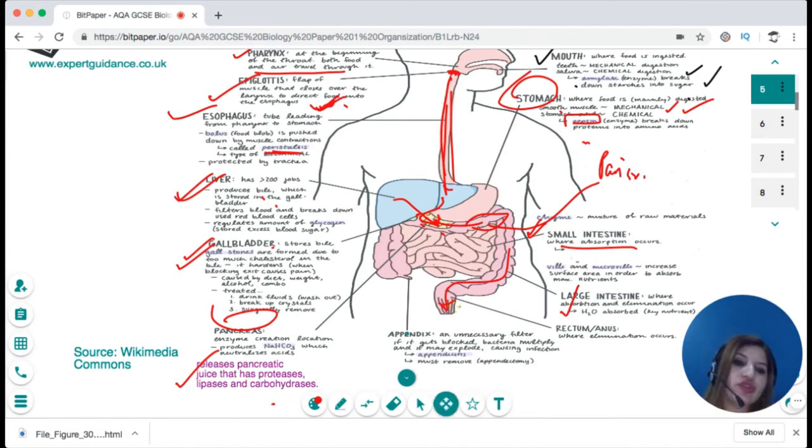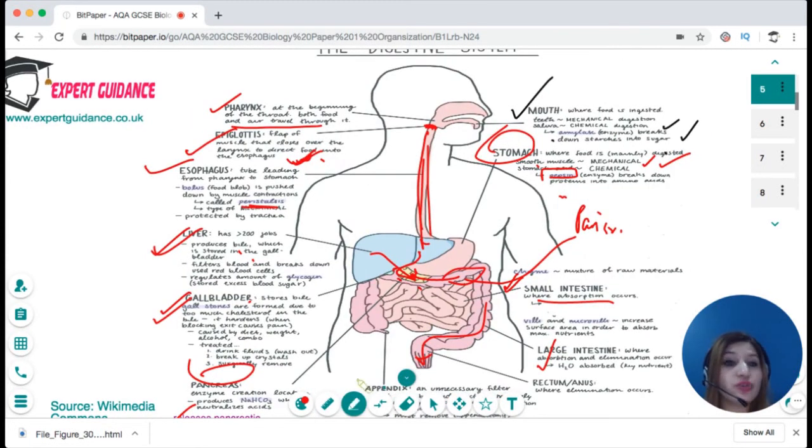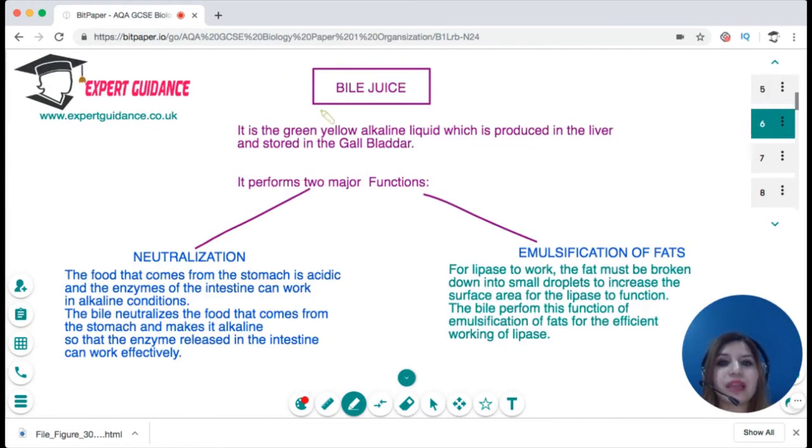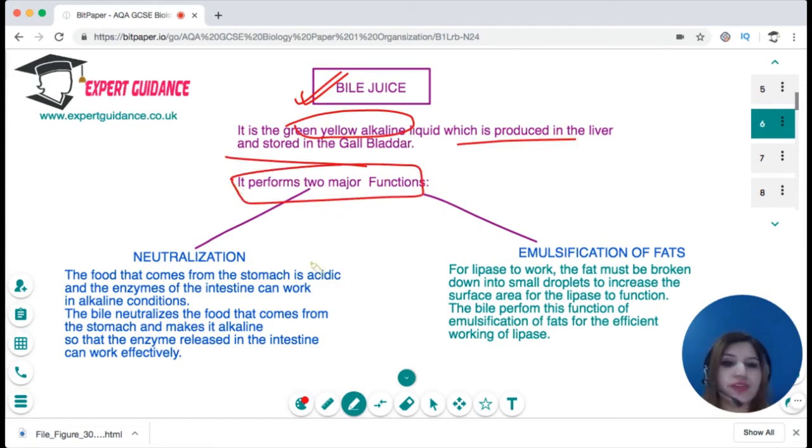So you should know all the digestive organs. You should be able to label them in the exam, and you should know the function of each of the parts. Okay. Now, the very important function is the bile juice. It is a greenish yellow alkaline liquid which is produced in the liver and stored in the gallbladder, and it performs 2 major functions. You should remember that.